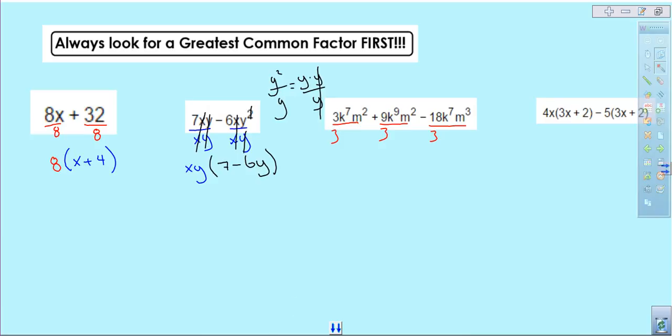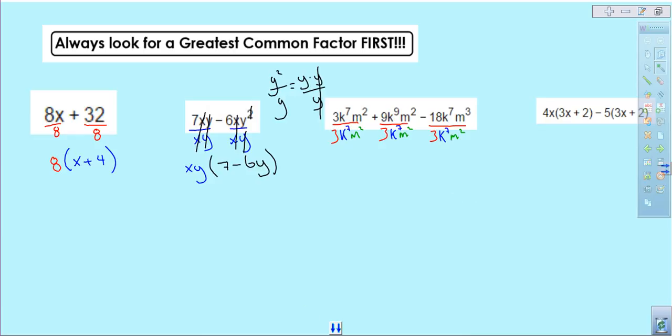As I look a little bit closer, I notice that all of these have k's in them, and as a matter of fact, the most k's I have are 7. So I can take a k to the 7th out of each one. Then I can go even further, and I realize that every one of these has m's, and the largest amount of m's they have in common is m squared. So I can take an m squared out of each one.